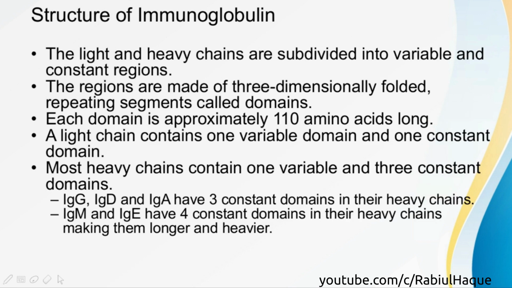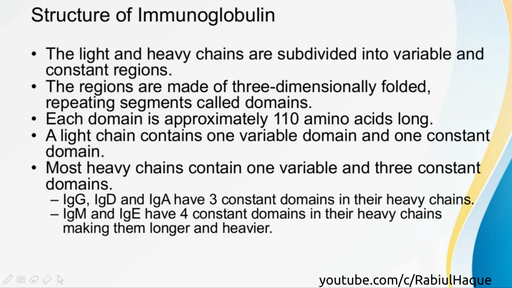The light chains and the heavy chains are subdivided into variable and constant regions. Again, the regions are made of three-dimensionally folded, repeating segments that are called domains. Each domain is approximately 110 amino acids long. A light chain contains 1 variable domain and 1 constant domain. Most heavy chains contain 1 variable and 3 constant domains.